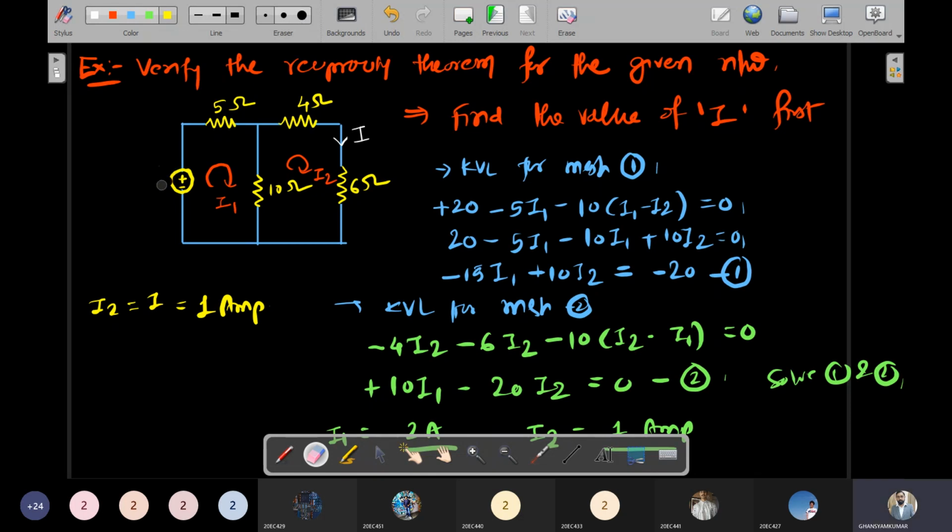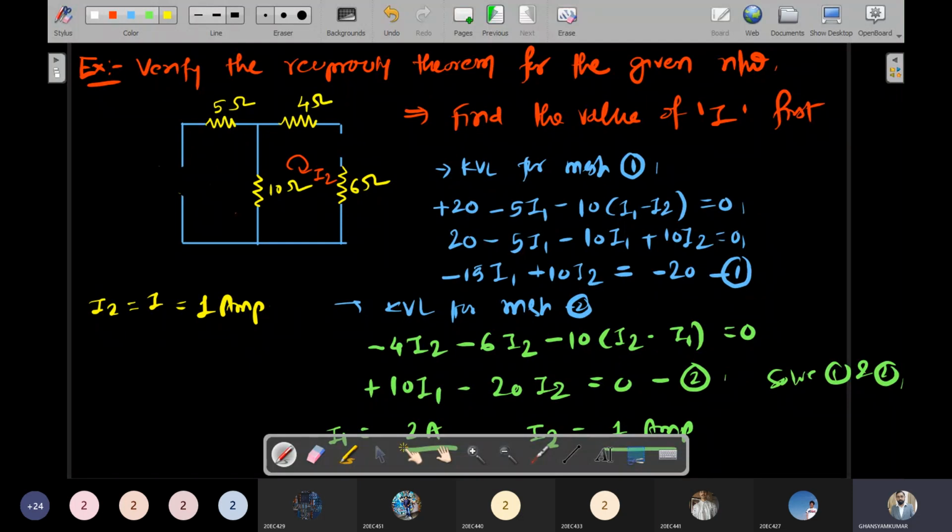So this I need to remove, and I am just going to connect that one over here. I am not going to change this one. I'm not going to put this one this side. Only I'm changing this source. I'm changing this source in this side.